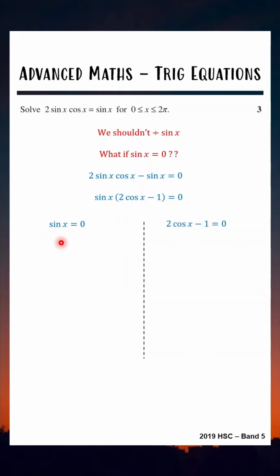If we want to quickly and easily solve sine x equal to 0, let's just think about what our sine graph looks like. If you're an advanced math student, you should be familiar with this curve, and we can see that sine x is equal to 0 at 0, pi, and 2 pi, and that gets us 3 of our solutions.